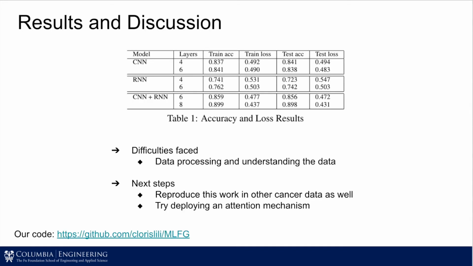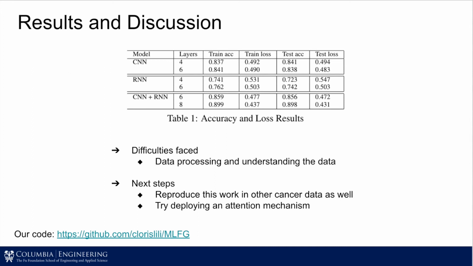Here are some results. Our code is uploaded on GitHub and can be found in the link below the slide. We conducted experiments with different numbers of layers in each model. Our CNN plus 1 RNN model with 8 layers performed the best of all the models. We assessed our results using accuracy and loss, and we used binary cross-entropy to measure the loss.